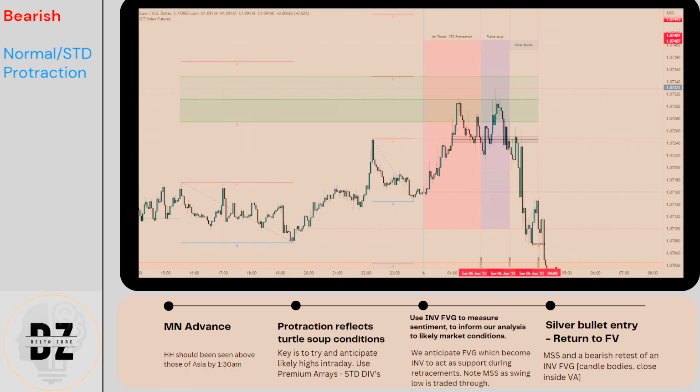Ideally, we would anticipate some measure of SMT divergence supporting the turtle soup sell. In this example, we are able to use an inverted fair value gap to further support the narrative that market structure has shifted, as we begin to note candles which close inside its value area. Also in this example, an opportunity to enter into a continuation trade between 3 and 4 AM forms. Right, moving on then to the next example.